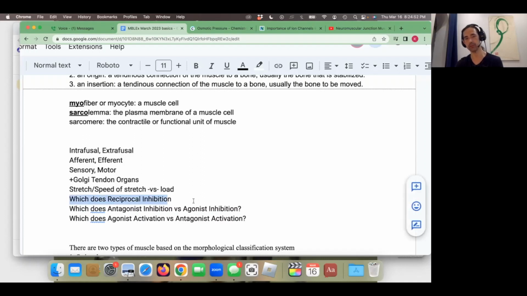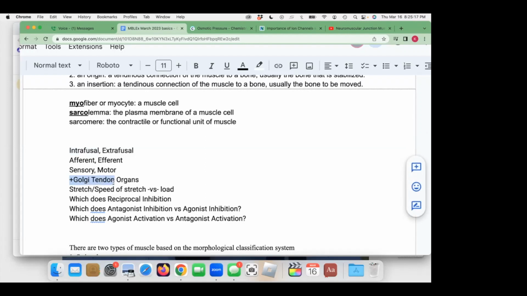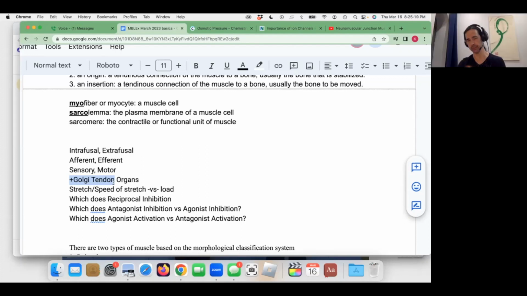So the reciprocal, can you guys unmute now? So the process of reciprocal inhibition stops what? Stretch or load? No. I should ask you first. Reciprocal inhibition is a result of information collected from what structure? From the intrafusal muscle fibers or from the Golgi tendon organs? Golgi tendon organs. Unfortunately, it's intrafusal muscle fibers.